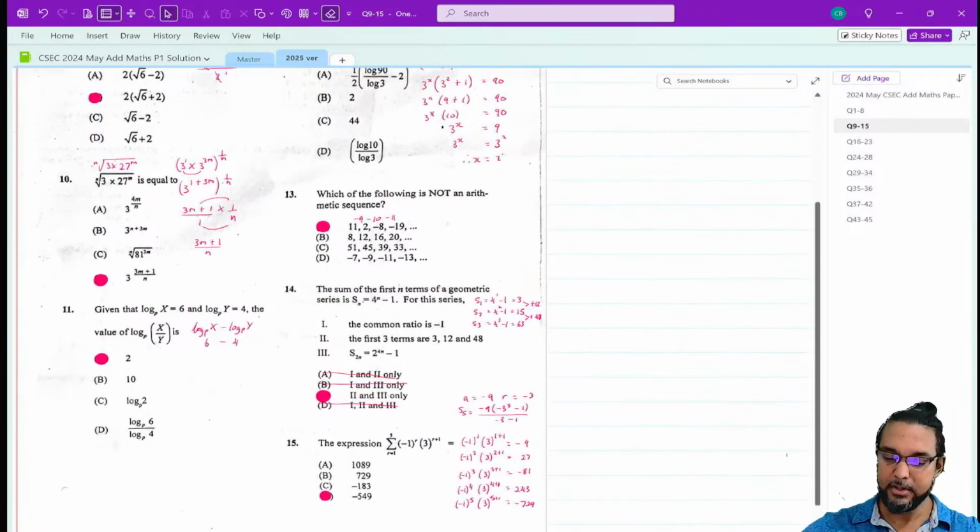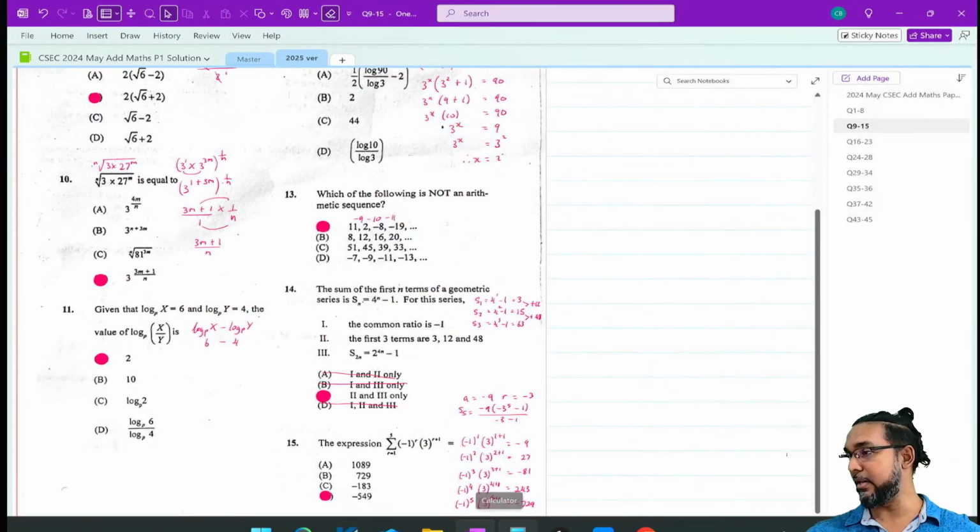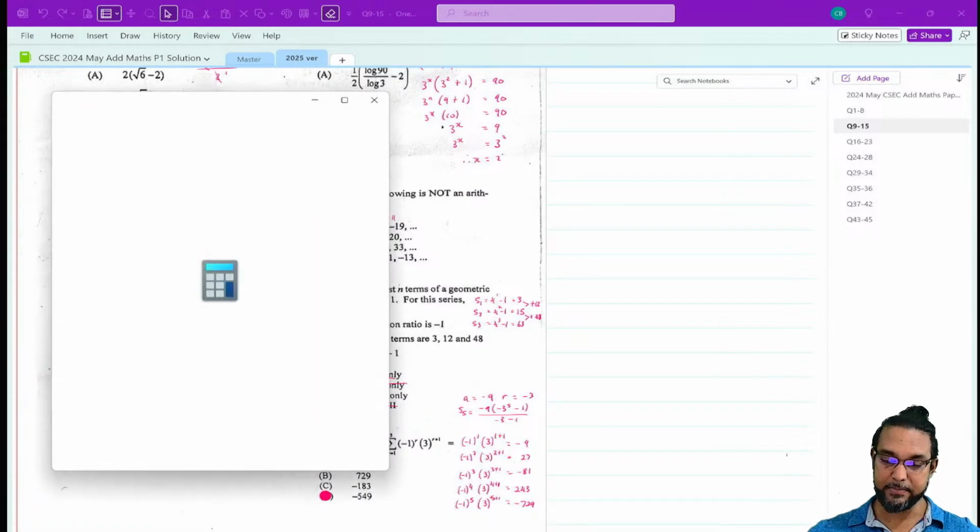I did buy a calculator this year, and then I lent it to one of my students, and I have not got it back yet.